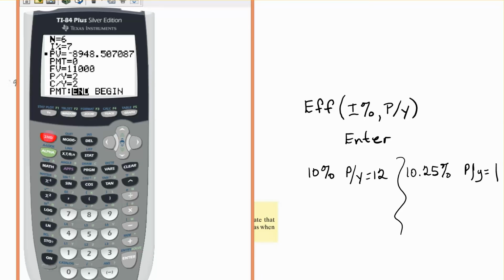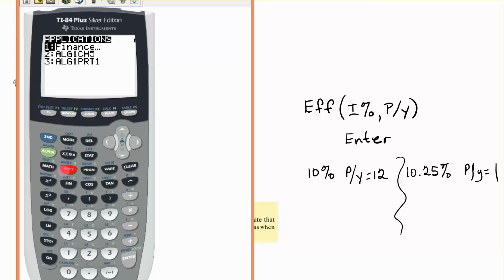All right, I'm going to do second quit. That gets me back to the home screen. Go to apps, choose finance, but we're going to scroll way down. Whoop, I scrolled way too far down. I just wrapped around. Let me go back again. All right, it is choice C. So it goes 1 through 0 and then A, B, C. So we're going to choose C.